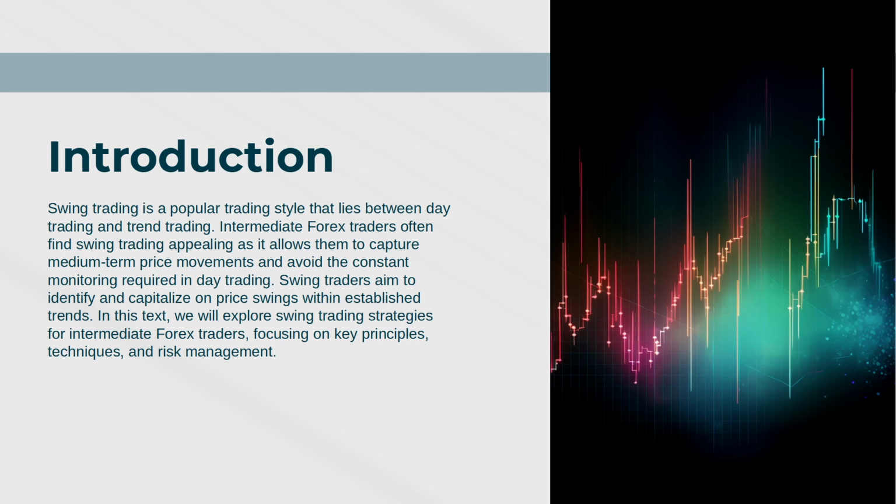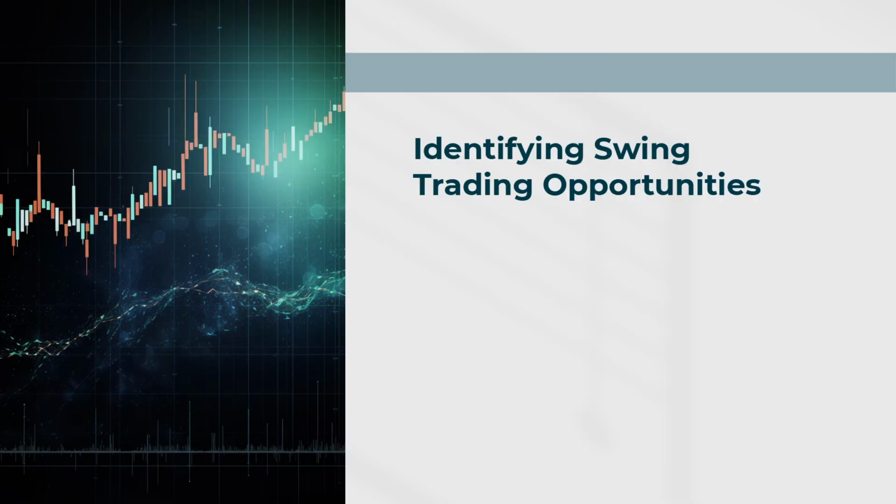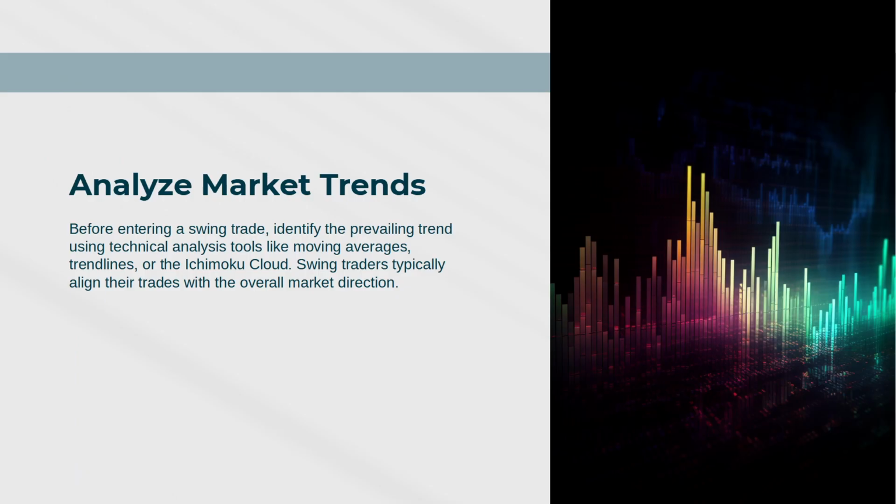Swing traders aim to identify and capitalize on price swings within established trends. In this text, we will explore swing trading strategies for intermediate Forex traders, focusing on key principles, techniques, and risk management. Identifying swing trading opportunities. Analyze market trends. Before entering a swing trade, identify the prevailing trend using technical analysis tools like moving averages, trend lines, or the Ichimoku cloud. Swing traders typically align their trades with the overall market direction.